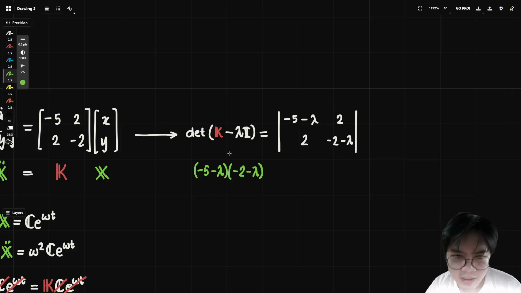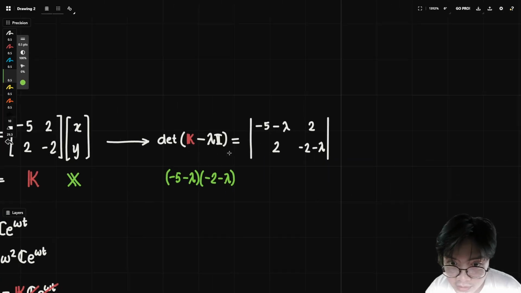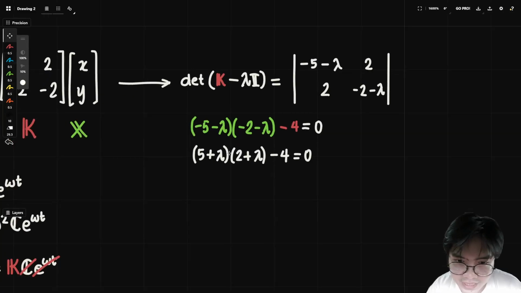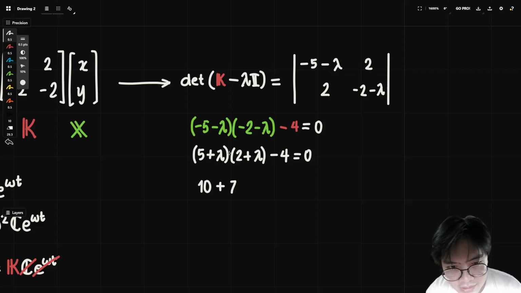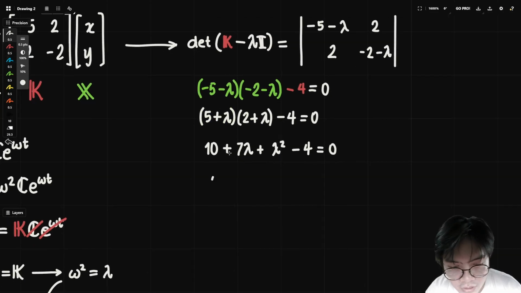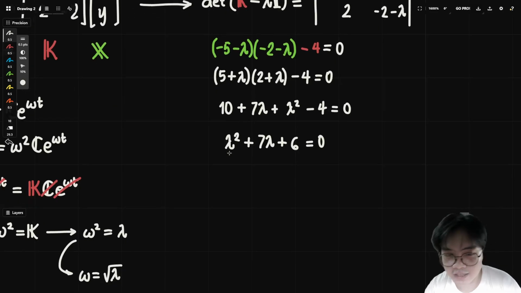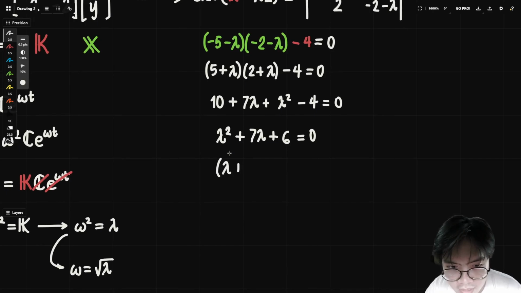You will see that all of them have negative values, so they all become positive. Minus 2 times 2 is 4, is equal to 0. You'll now have just 5 plus lambda, 2 plus lambda, minus 4. The promise here is that this is going to give us a cleaner set of lambda values. Let's try now: 10 plus 7 lambda plus lambda squared minus 4. It will give us lambda squared plus 7 lambda plus 6. And so now you guys can hopefully see, either through the quadratic formula or via factoring, that this is going to be lambda plus 6 and then lambda plus 1 is equal to 0.